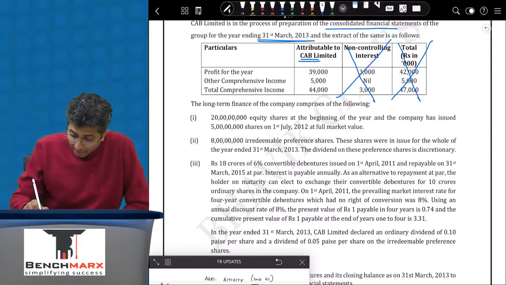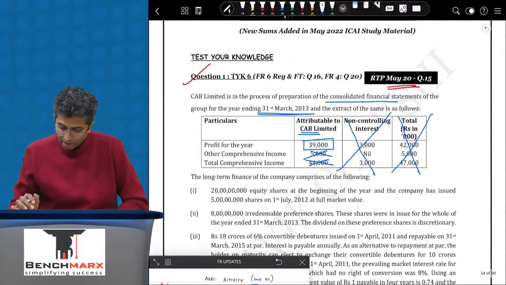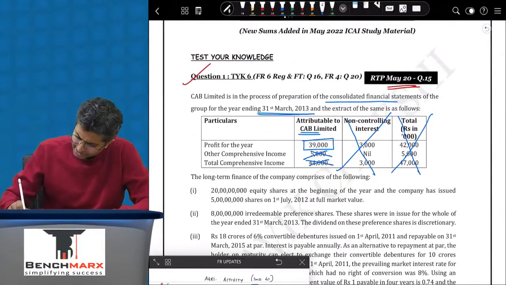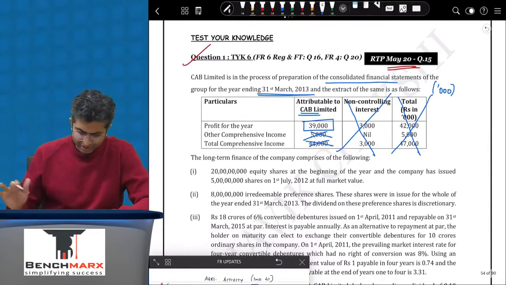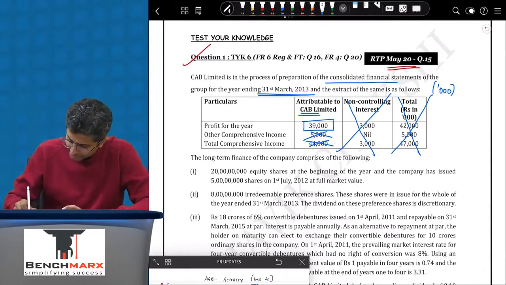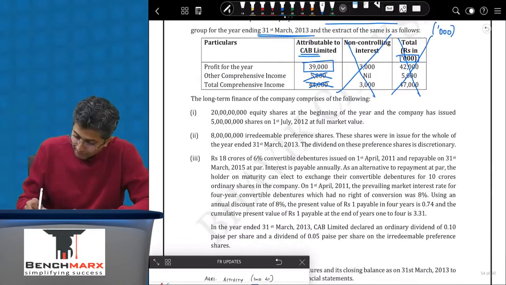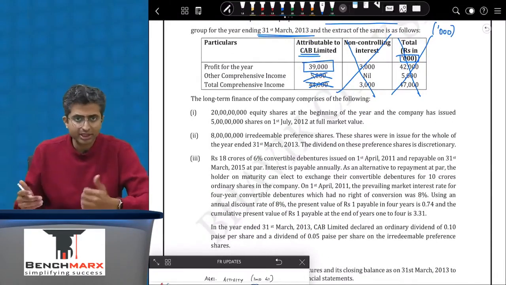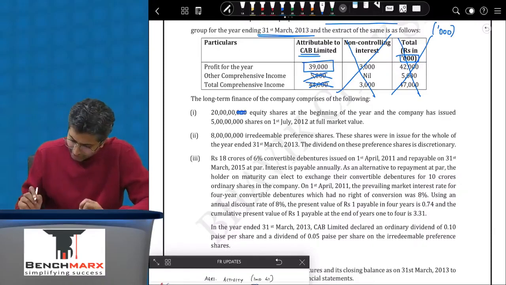Again, profit attributed to the parent, yes. Other comprehensive income and stuff, well, that is not to be taken. You have to take based on the total comprehensive income. I guess this is also rupees in thousands. Everything is in thousands, 39,000. Everything is in thousands over here in this table. It's written over here, total in thousand. Every number is in thousand. The long-term finance of the company comprises of the following. So I'll solve everything in thousands only. 20 crores, I guess. So I'll just remove the last three numbers everywhere.